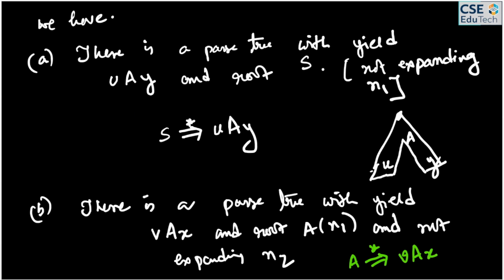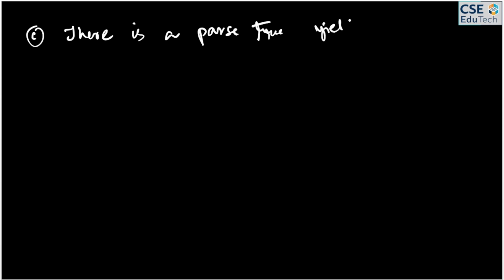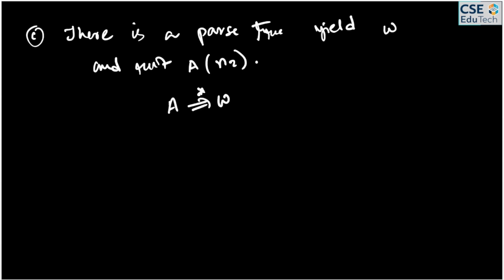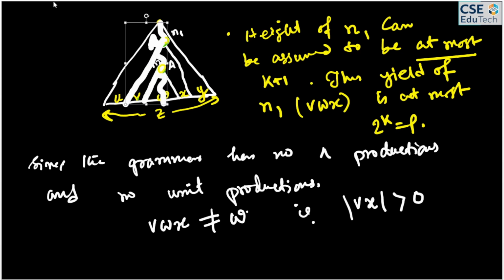And also there is a parse tree with yield w and root A, that is n2. Here this A, that is n2, derives w.